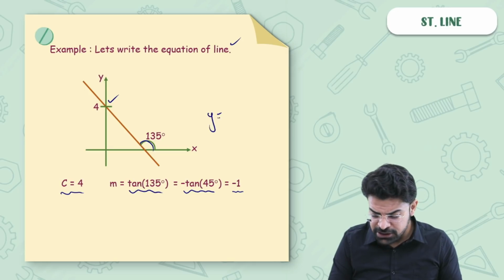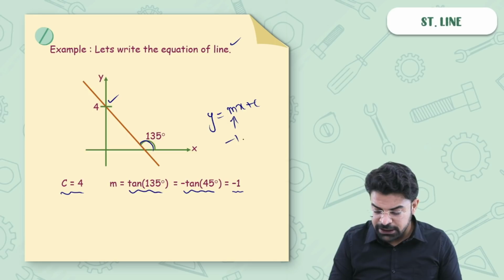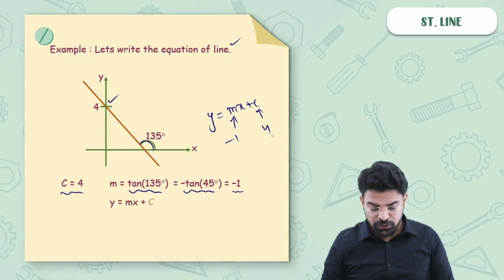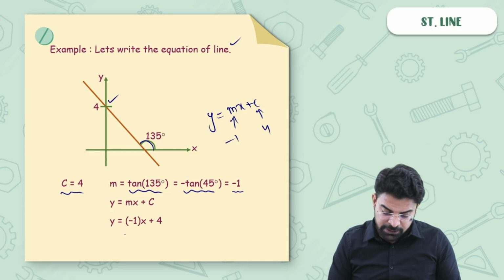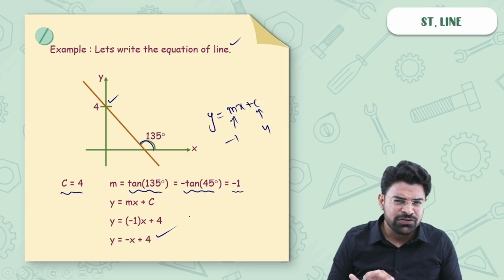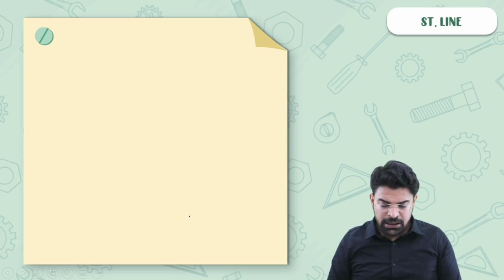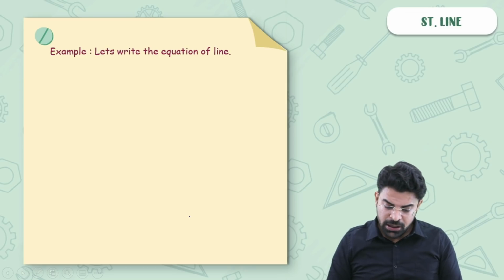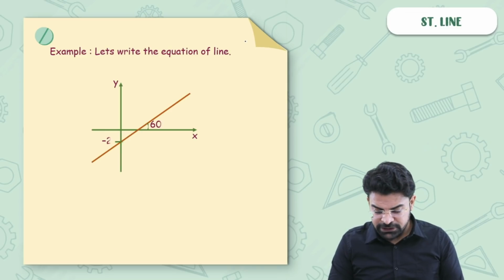So from the general equation of a straight line y equals to mx plus c, now we know that the slope is minus 1 and the c is 4. We know that the equation of the line will be y equals to minus x plus 4. So writing the equation of a straight line is an easy thing. Let's practice one more example. Let's write the equation of this line.